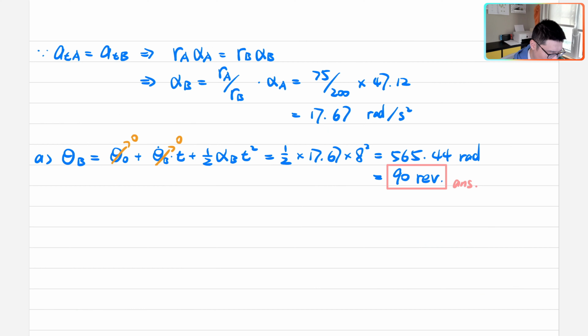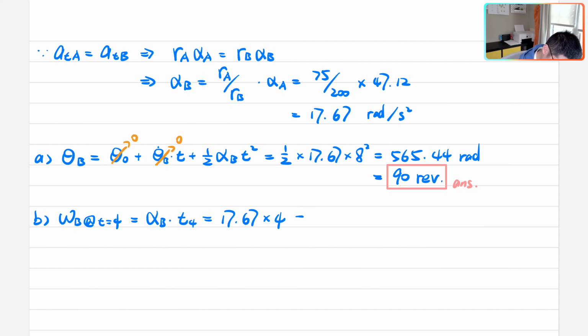Okay, part B, we want the angular velocity of drum B at time t equal to 4 seconds. So we want the velocity at 4 seconds. We have the acceleration, so we'll just get omega B at t equal to 4 seconds. Velocity is acceleration times time. t equals 4 seconds. 17.67 times 4 equals 70.68 radians per second. This is our angular velocity of B at 4 seconds. Part B.